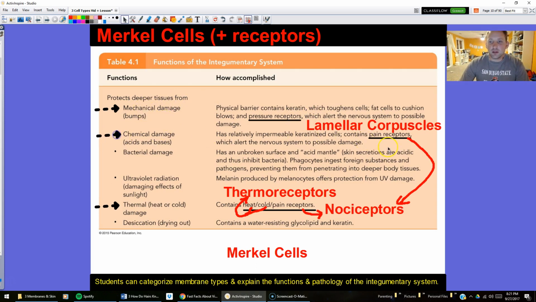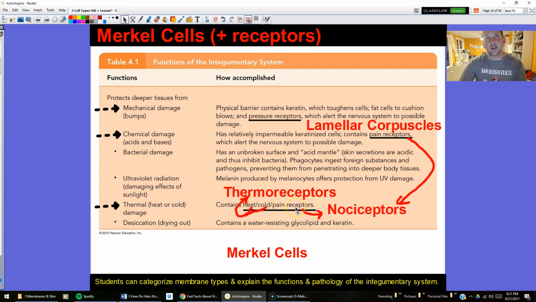Second type is chemical damage. You actually have pain receptors called nociceptors that, again, when you're sensing a huge drop in pH, you touch an acid or a base, you touch oven cleaner, you touch car battery acid, you're going to feel pain from stimulation of your nociceptors. So nociceptors can be activated from chemical damage like acids and bases. They can be activated from too hot, too cold.